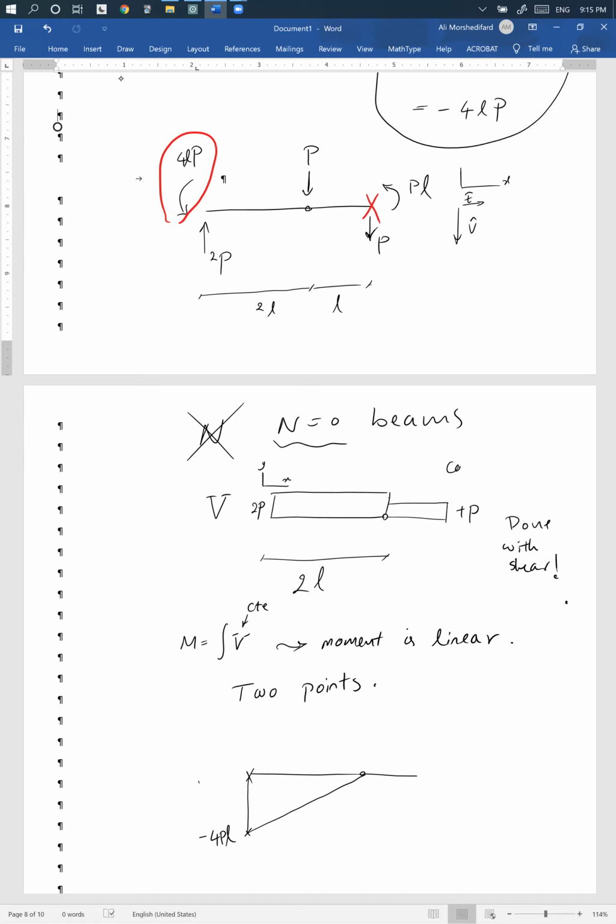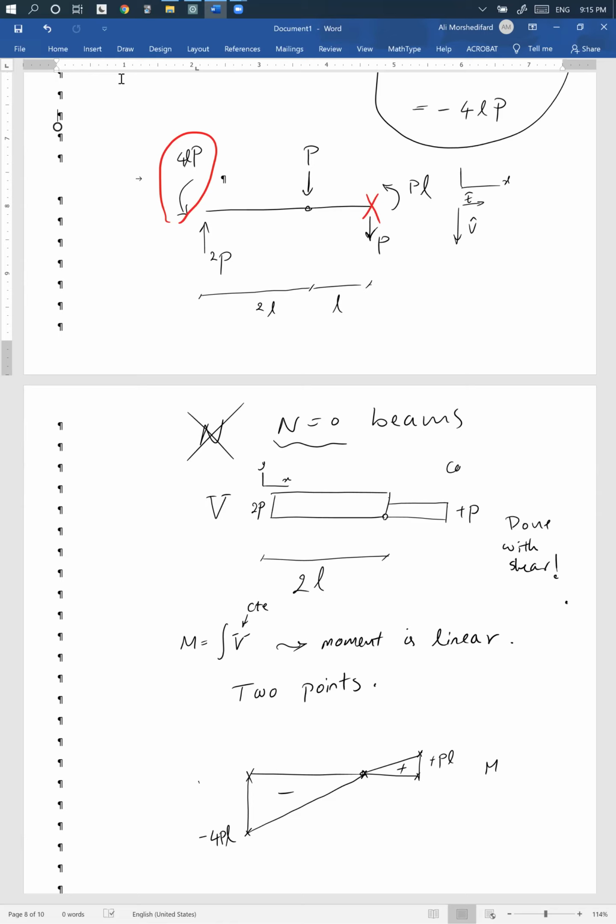Do I have moment at the other end? Here, the positive direction is like this for this point, right? And there is a concentrated external positive PL here, right? So again, I know at this point it's 0, and I know at this point it's positive PL. That's it.